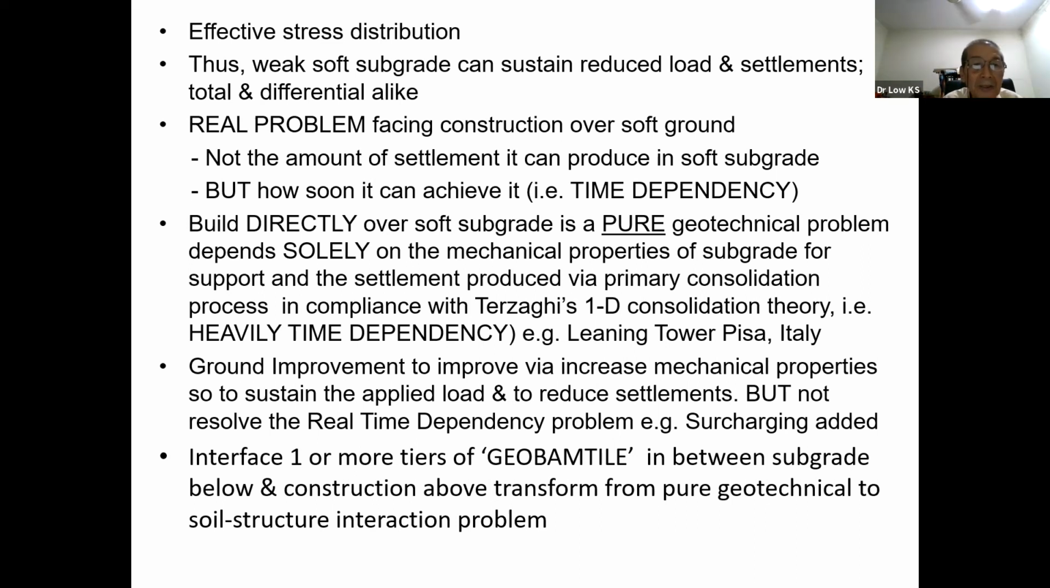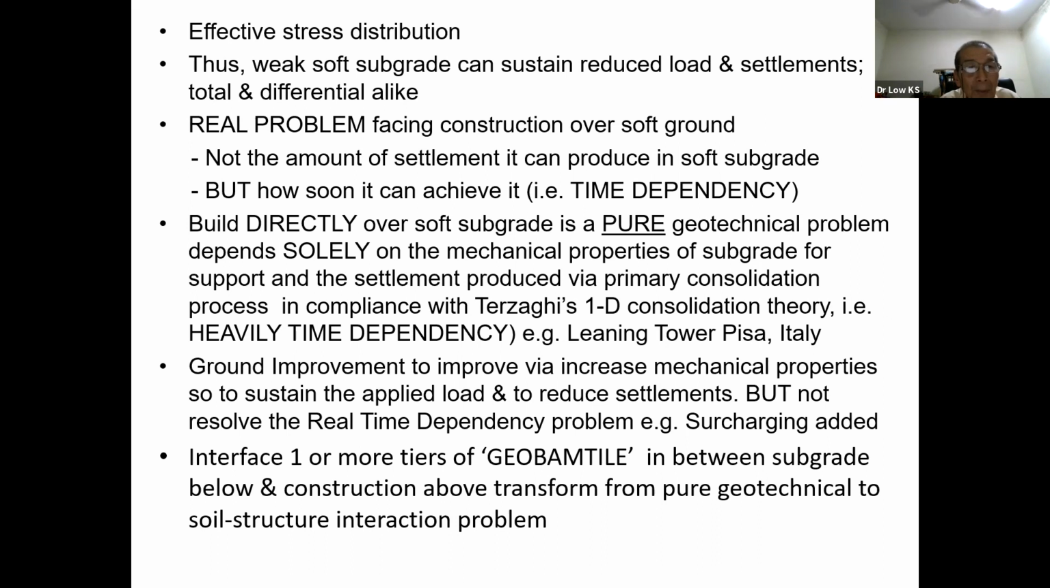Okay? So that's why I said the real problem facing construction over soft ground, when you examine the problem very carefully, you find that the actual problem is not the total amount of settlement. Should the total settlement take place within a short period of time, in other words, before the completion of the construction, then most of the settlement has already taken place, and there will never be a problem. The problem is this: when you build something on soft ground and the thing settles, the water will be expelled. But the process is extremely slow, highly time dependent.